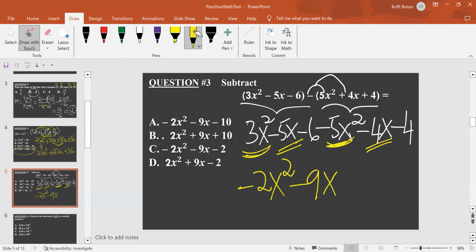And now the last thing, we have a negative 6 here and the negative 4. Again, these two numbers have the same sign. So we add the 6 to 4 to get the 10 and we keep the negative sign. So you have negative 2x squared minus 9x minus 10, and the correct choice here is A.